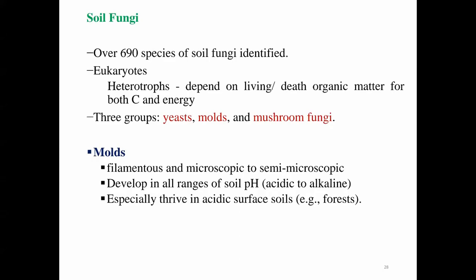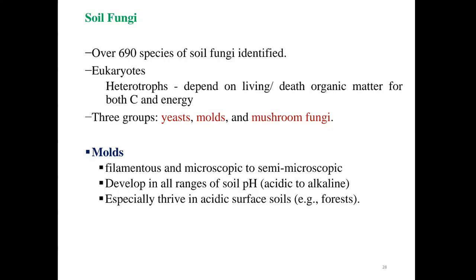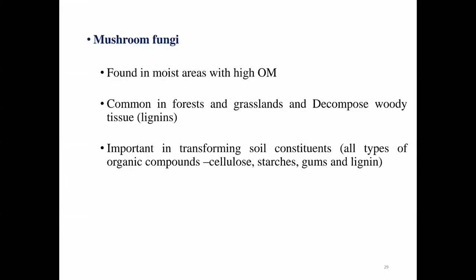If we see about molds, they are filamentous and microscopic to semi-microscopic. They develop in all ranges of soil pH, from acidic to alkaline. Especially, they thrive in acidic surface soils, for example in forests. Next, mushroom fungi. They are found in moist areas with high organic matter. They are common in forests and grasslands and decompose woody tissues, which contain lignins. They are important in transforming soil constituents, all types of organic compounds: cellulose, starches, gums, and lignin.